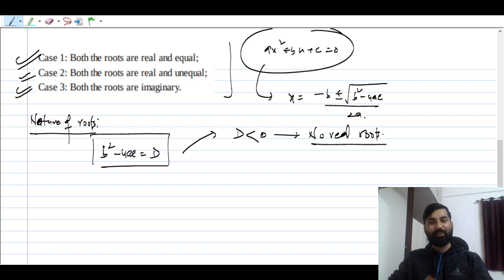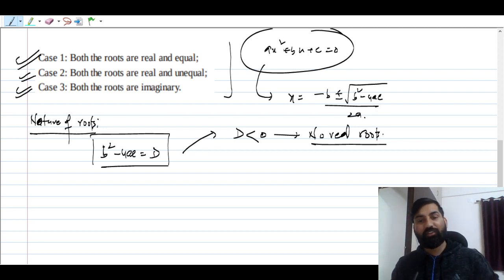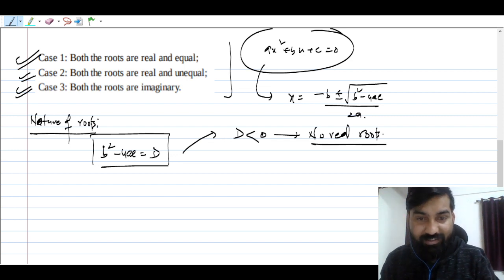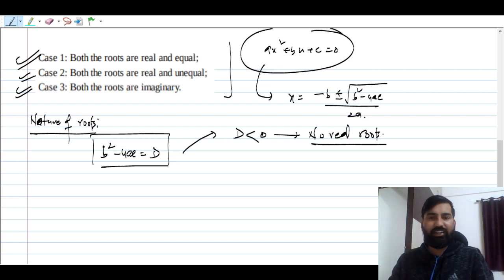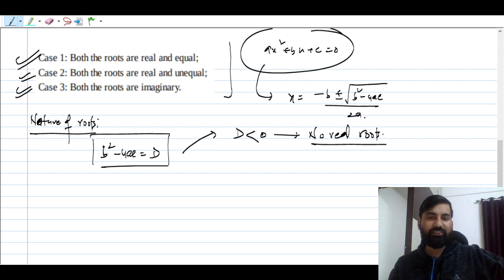Because I told you a concept that if one imaginary root exists, then the other will also exist. Okay, this is a fact of quadratic equations. Some people have doubts, but you have to remember it. You don't have to find it. If one imaginary root is given, you can find out the other one by taking the conjugate of it. So when d is less than 0, you imagine that the square root of this negative value becomes a complex number. Okay, so d less than 0 is nothing but no real roots. Remember this.